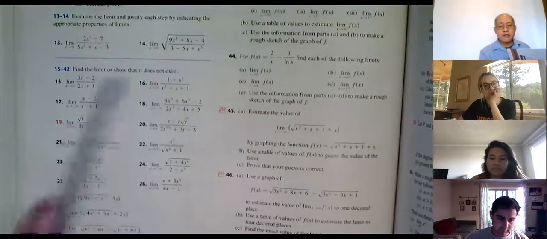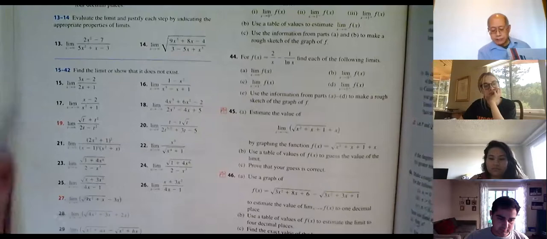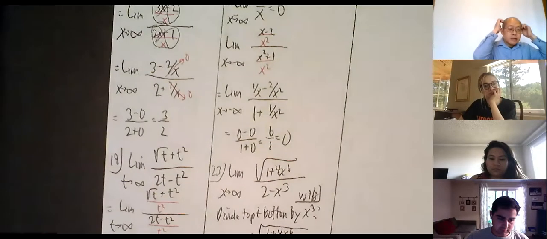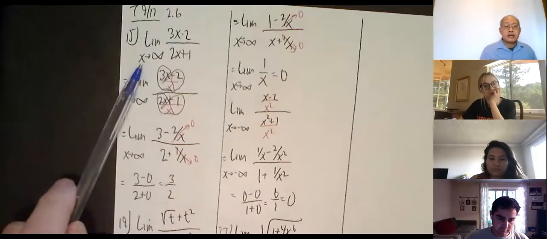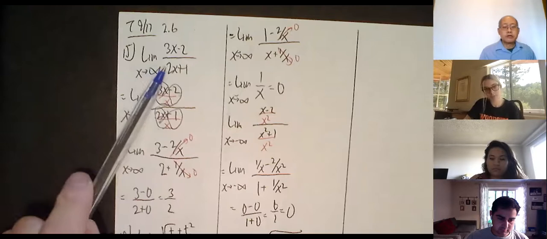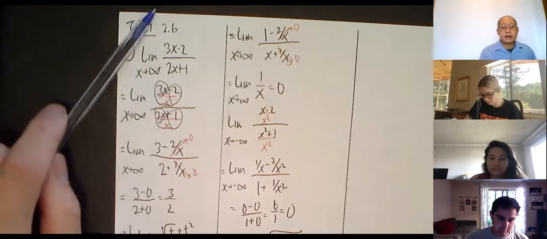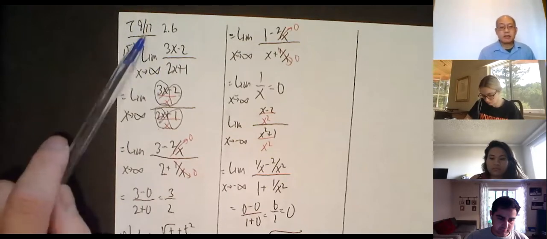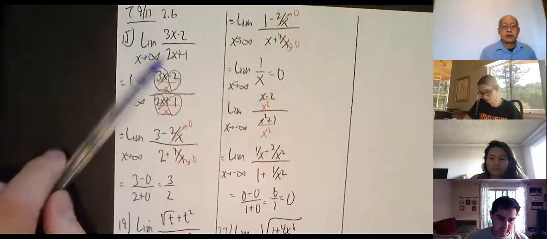Okay, so a lot of these problems have fractions. How do you do that? Okay, so 15. The limit as x approaches infinity of 3x minus 2 over 2x plus 1. Okay, again, ignore any dates here, although it looks like this happens to be the same date, but whatever.